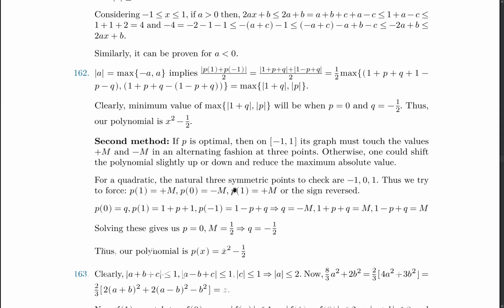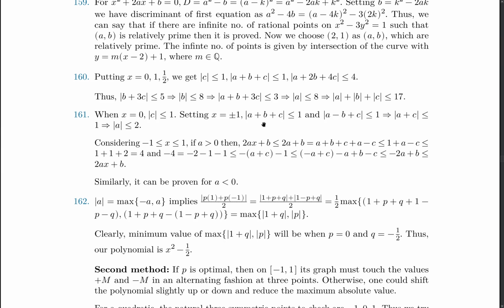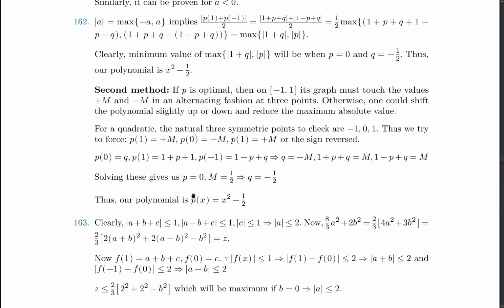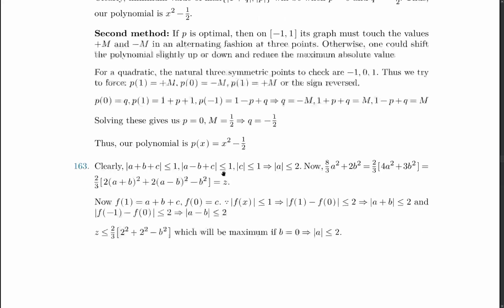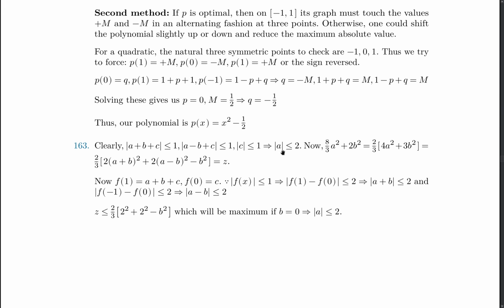And like one of the problems we solved here, 161, it's a similar problem. So from these conditions, we have got mod of a less than or equal to 2, like we did in 161. Now we'll see why mod a is less than or equal to 2 in another fashion as well. Now we have 8 by 3 a square plus 2b square equal to 2 by 3 times 4a square plus 3b square, which is equal to 2 by 3 times 2 into a plus b whole square plus 2 into a minus b whole square minus b square, which is equal to z. That's what we let.